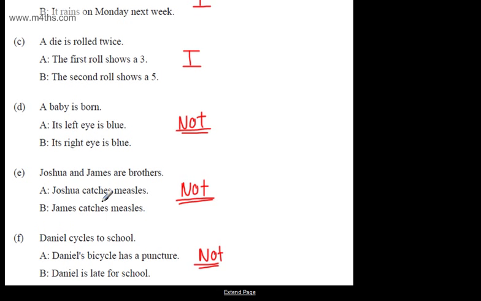So all we've done is consider, is Daniel's bicycle having a puncture going to affect him being late for school? There is a good argument to have if you switch these over. Daniel being late for school and Daniel's bike having a puncture. If he's late for school, does it increase his chances of having a puncture on his bicycle? We'll look at discussing that later on in another video, but hopefully it gives you some food for thought. So in this case, Daniel's bicycle having a puncture and him being late for school, these would not be independent.